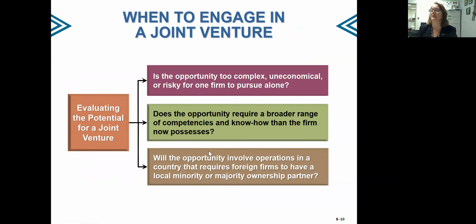If the opportunity is too complex, uneconomical, or risky for one company to pursue alone? Or does the opportunity require a broader range of competencies and know-how than you have, but the other company has something you need, and you have something they need? So then the 2 companies combined have greater competencies. Or will the opportunity involve operations in a country that requires foreign firms to have local minority or majority ownership?